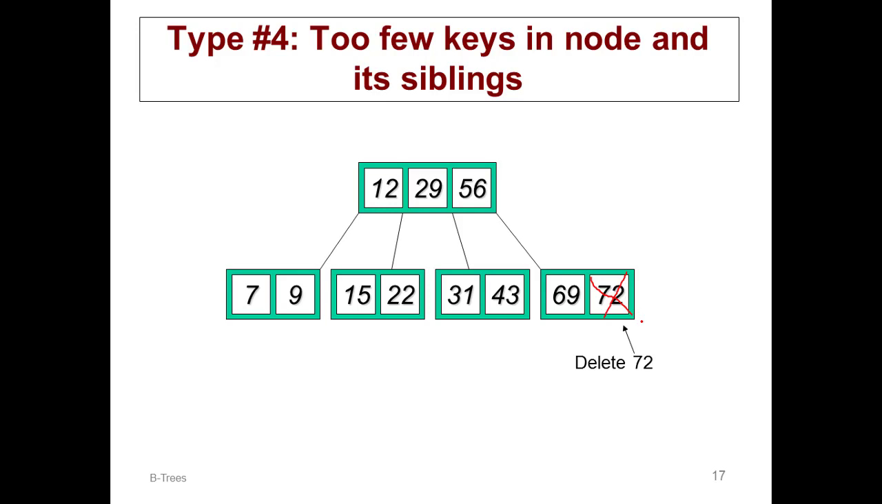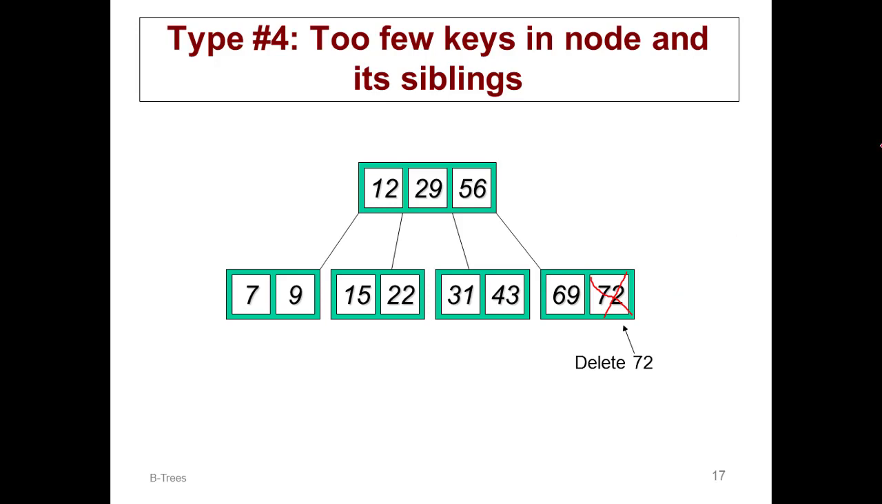assumptions in point number 4, which we discussed before, we have to look at the siblings of this particular level, because deletion of 72 leaves only 1 key at this point. So these are too few keys, only 1 key is here. So we look at the siblings. The sibling of this node is the one with the values 31 and 43, and it doesn't have any right sibling at this point.